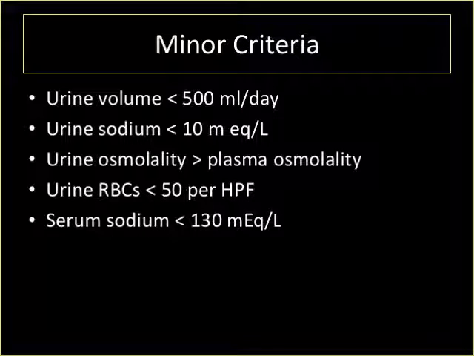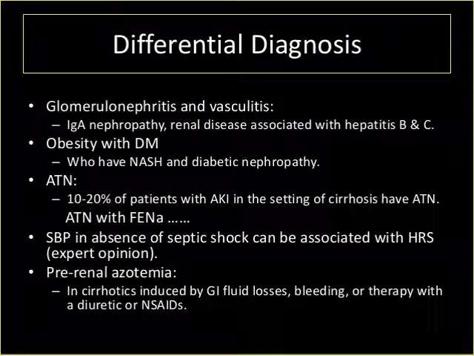What are the minor criteria? If urine volume less than 500 milli per day, urine sodium less than 10 milli equivalent per liter, urine osmolality more than plasma osmolality, urine RBCs less than 50 per high-power field, serum sodium less than 130 milli equivalent per liter. Differential diagnosis from other causes of renal impairment.